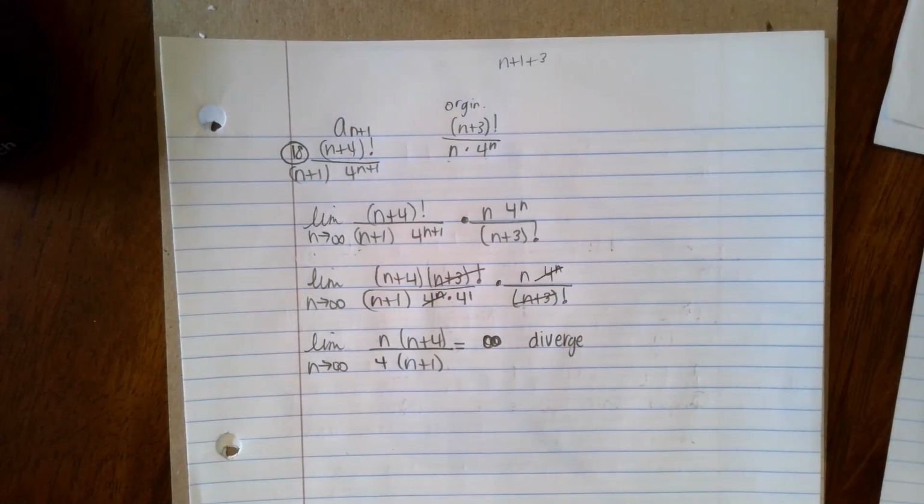Now, let's see. My ratio tests were number 17 and 18. Both of them went to infinity, so both of them will diverge. Not necessarily the case. So just make sure that you're using your notes and making sure you know what it is that you have to do.